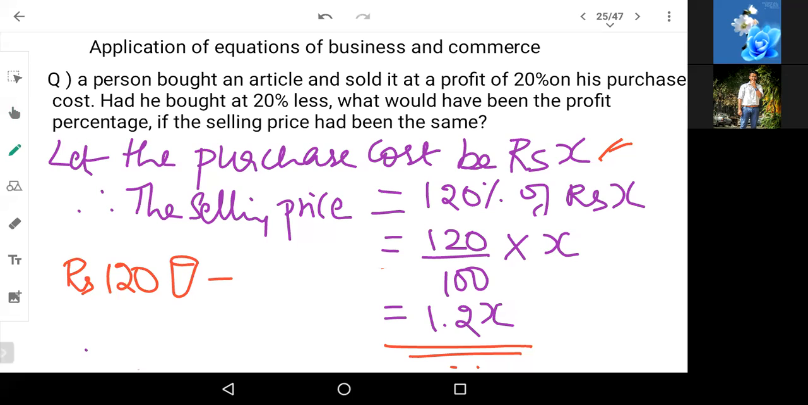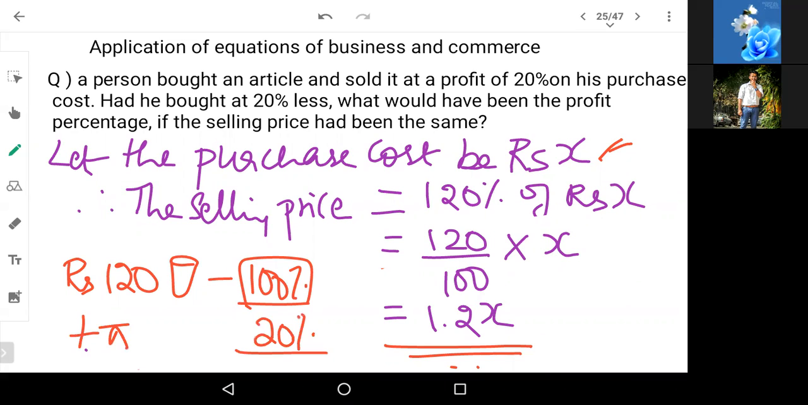Now I am considering 100% of 120 rupees. The full 120 rupees amount I am taking into account, plus the profit of 20 rupees also must be considered. Okay, so what is my selling price? My selling price is 120% of the purchase price.